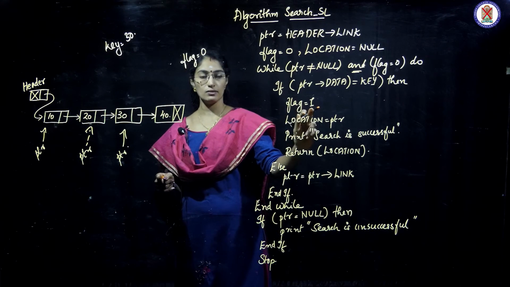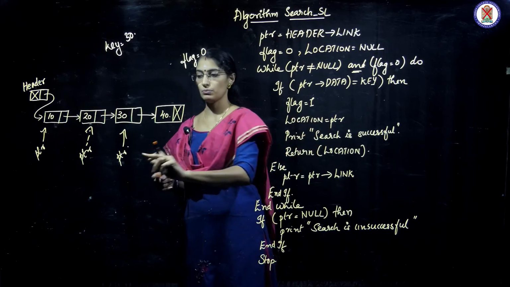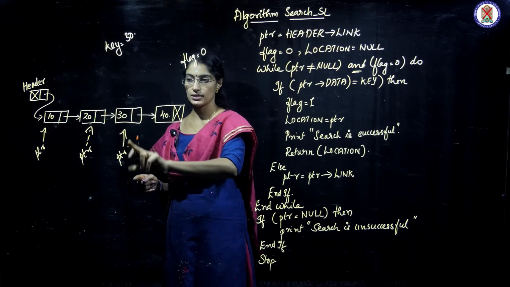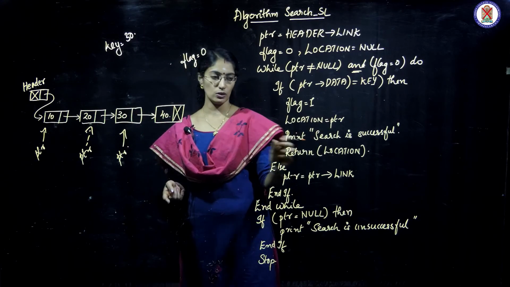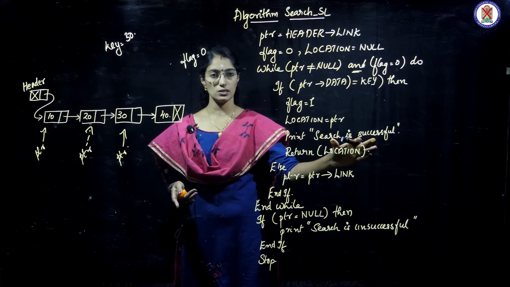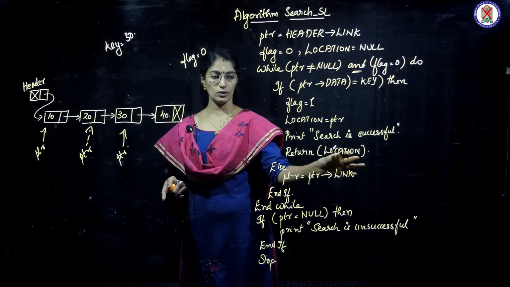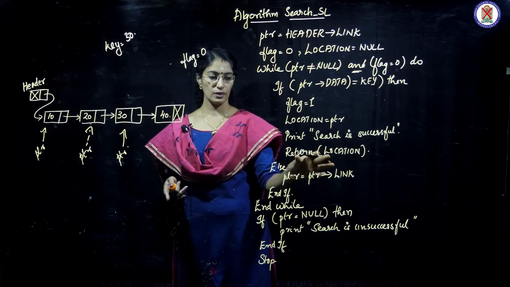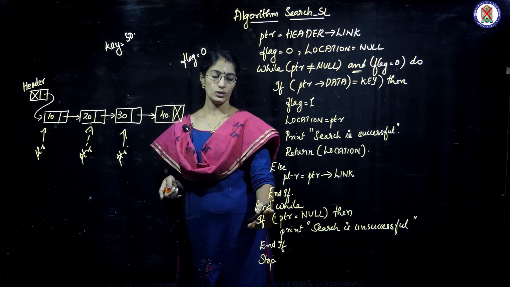Naturally we have to reset the value of the flag. Flag becomes 1. Location is found from the ptr value, that is we will get the third node, or whatever is printed, maybe the address of the particular node, and we give a message search is successful, and also we return the location, the address of the node.